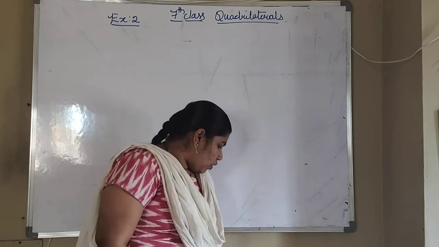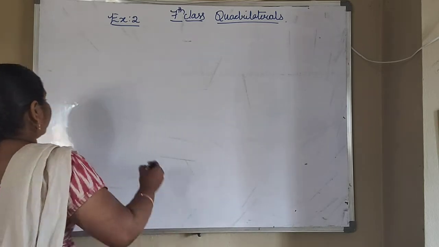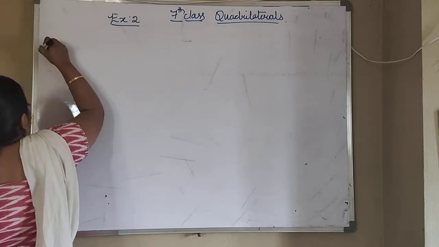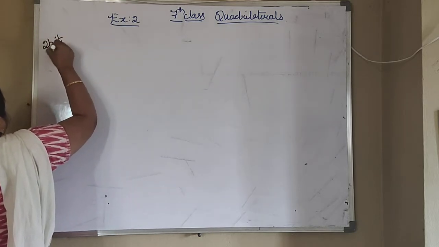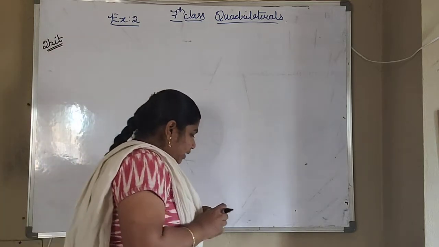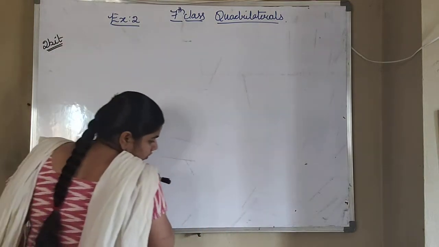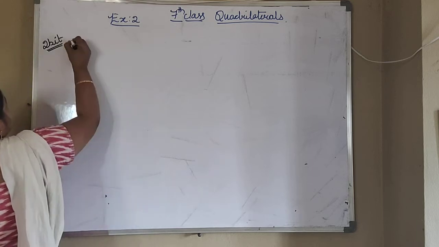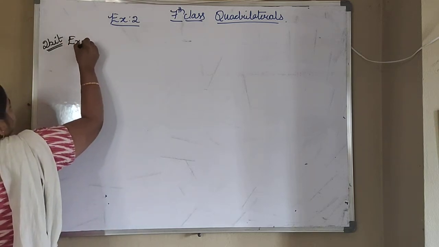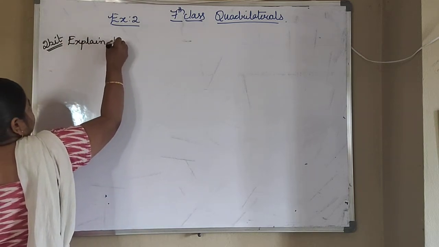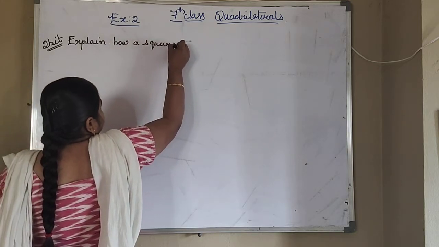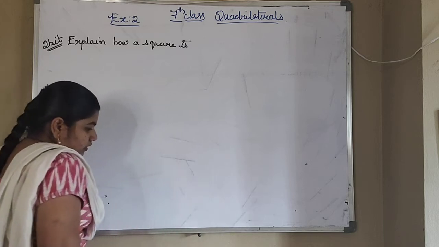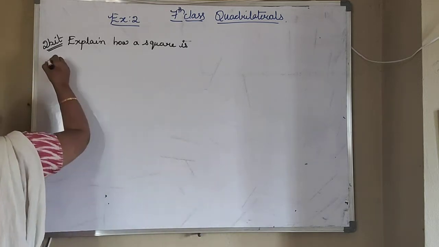Next, explain how a square is. So the second bit I am starting here. What is the question? Explain how a square is. So the first one is quadrilateral.